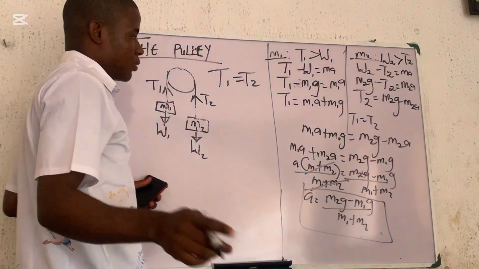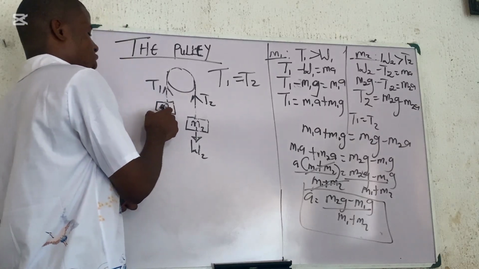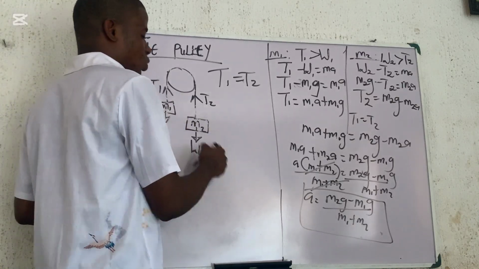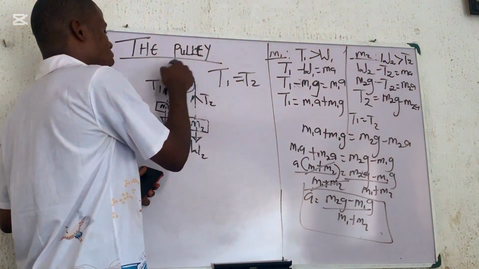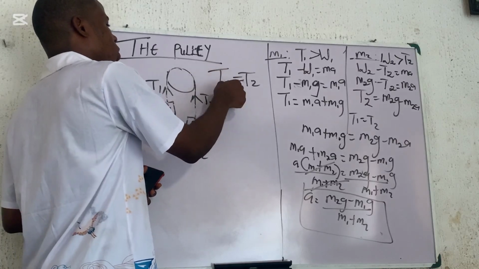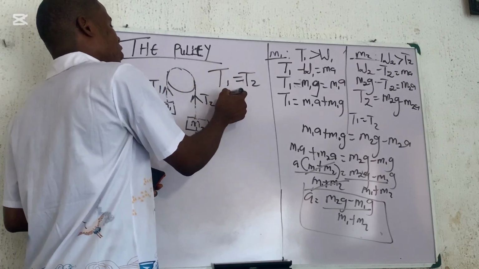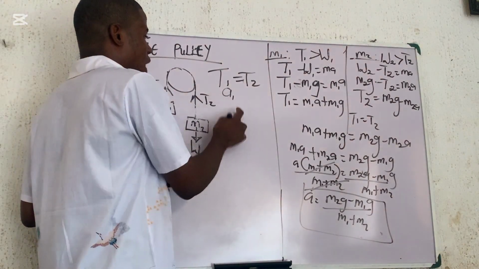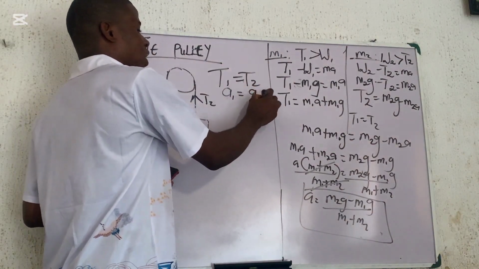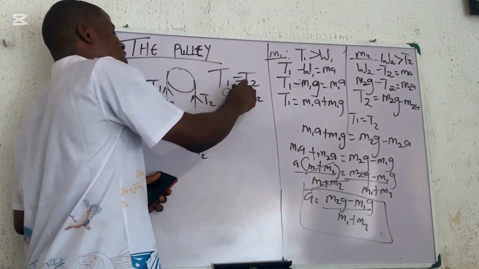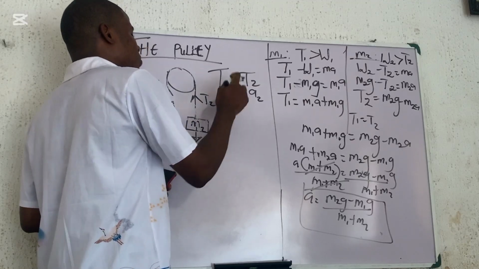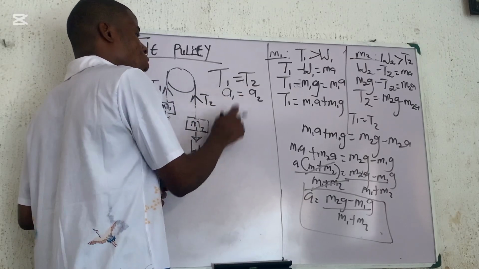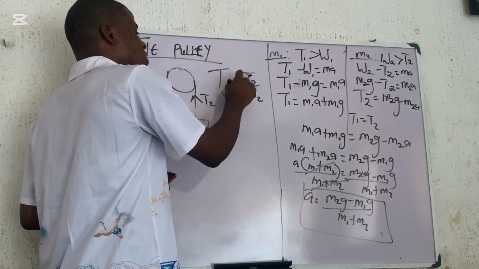And I'm going to tell you something. They might ask you, what is the acceleration of mass 1? What is the acceleration of mass 2? Understand that when I'm having one rope in physics, the tension on the rope, T1 and T2, are equal. If you consider the acceleration of mass 1 and call it A1, and the acceleration of mass 2 and call it A2, the acceleration is still the same.